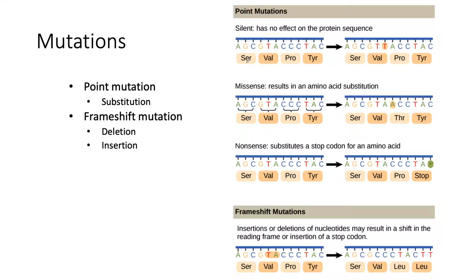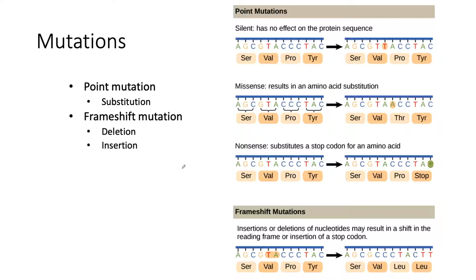Now I want to take just a minute and talk about mutations. So I mentioned to you that the genetic code has those redundancies where more than one codon will code for the same amino acid. And that's a good thing when a mutation occurs in some cases because the amino acid that's coded for isn't changed, therefore the protein won't be affected.